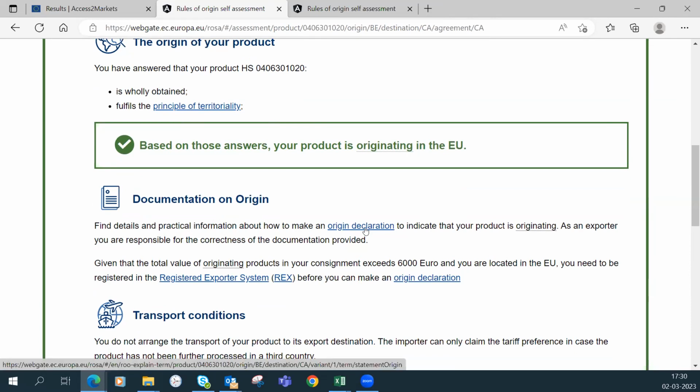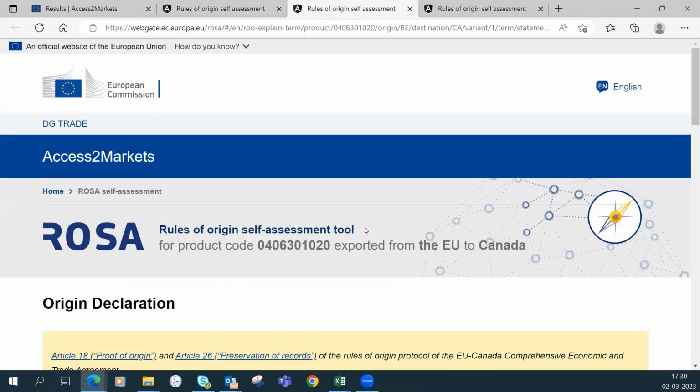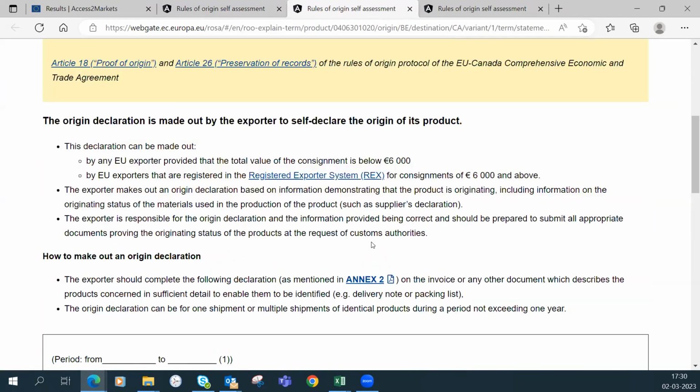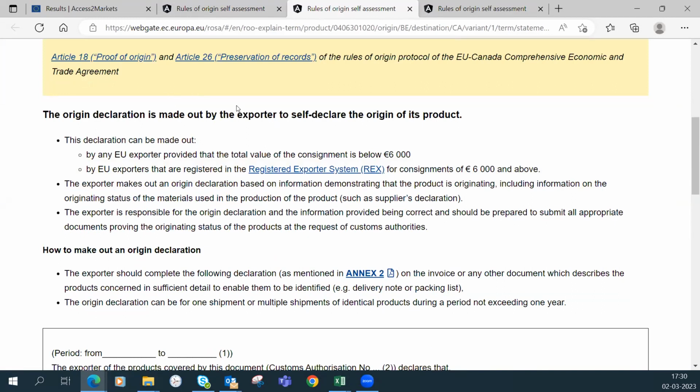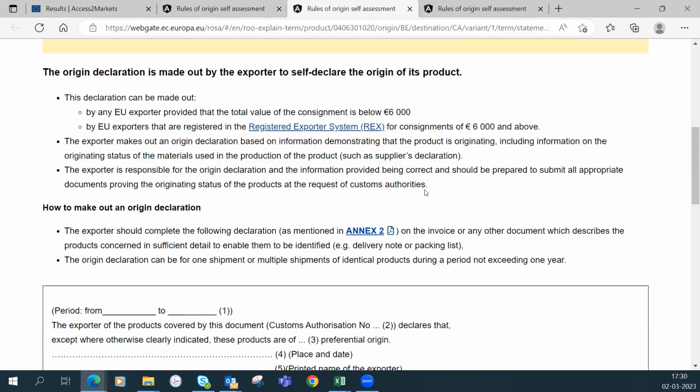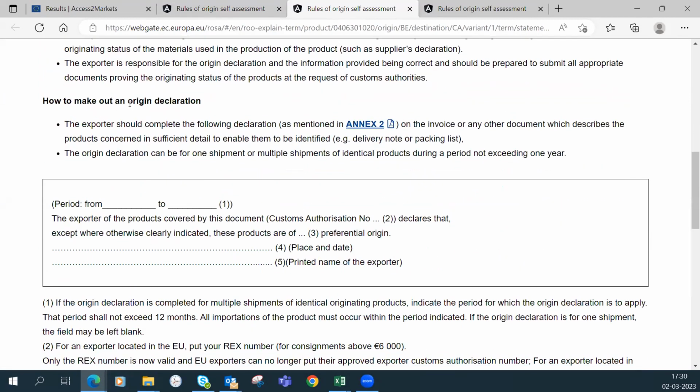And as producer or exporter, you need to do an origin declaration. Again, it looks very complicated, so you click, and the machine will explain how you have to do this origin declaration. It reminds you that you have to be registered because your consignment was above 6,000. It was already explained before, but we repeat. And we explain here how the origin declaration has to be done.